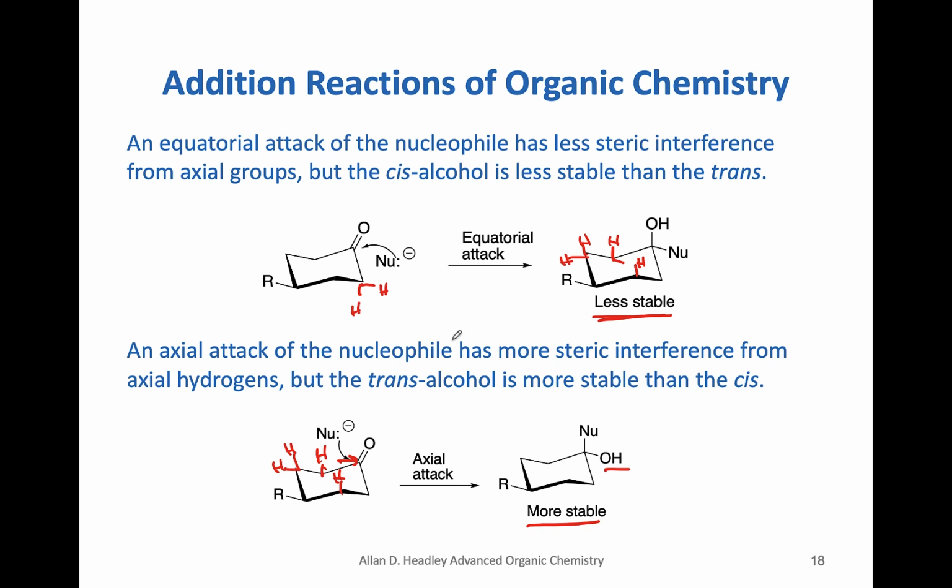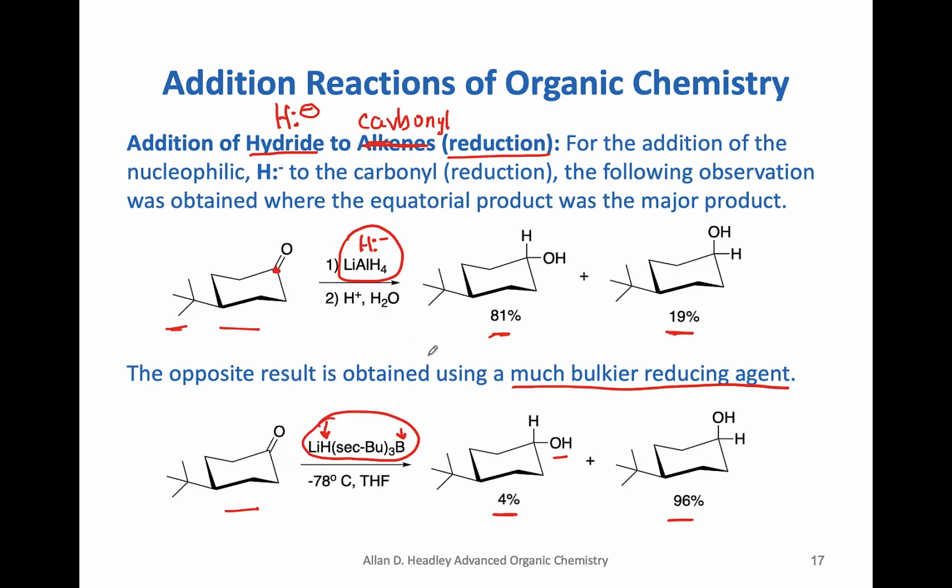So to explain the previous reaction that we saw on the other side, the less bulky reducing agent H minus would prefer to come in from this side to give this as the product. The more bulky hydride cannot come in from this side, so it prefers to come in from this side to give this as the product. So let's go back and make sure that it's consistent.